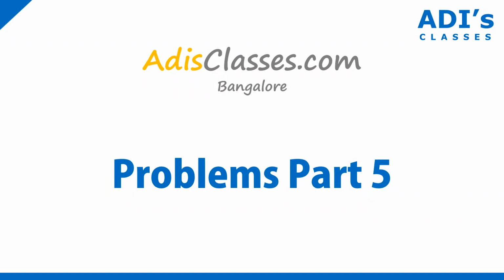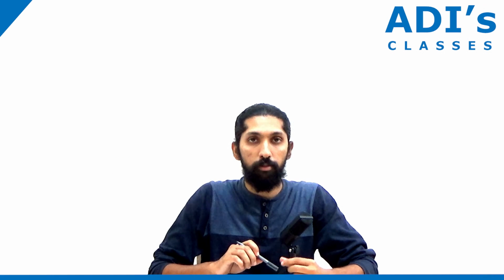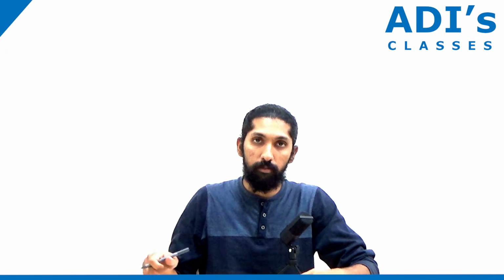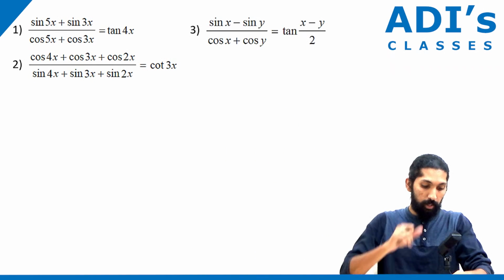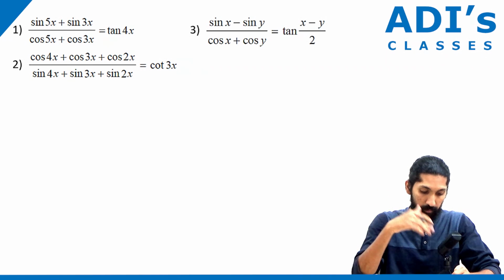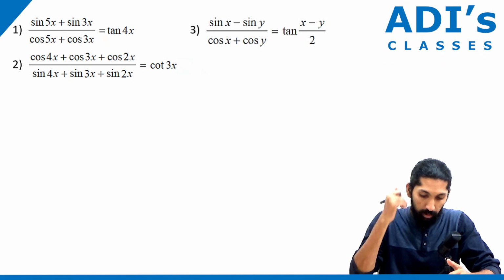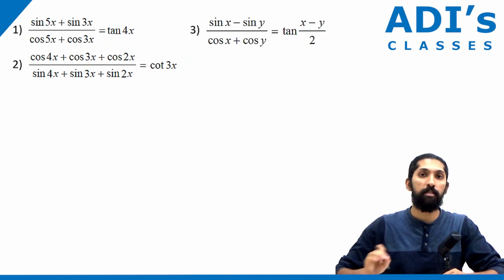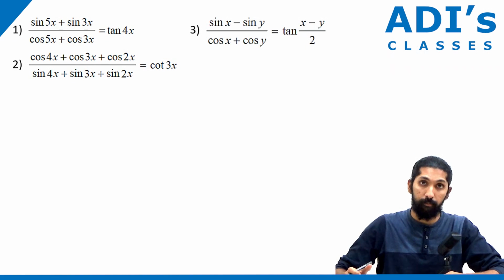Let's solve a few problems based on whatever topics we have done so far. Let's start with the first one. See, the first one, you have to prove sin 5x plus sin 3x by cos 5x plus cos 3x is equal to tan 4x. It's a very simple problem, very direct.